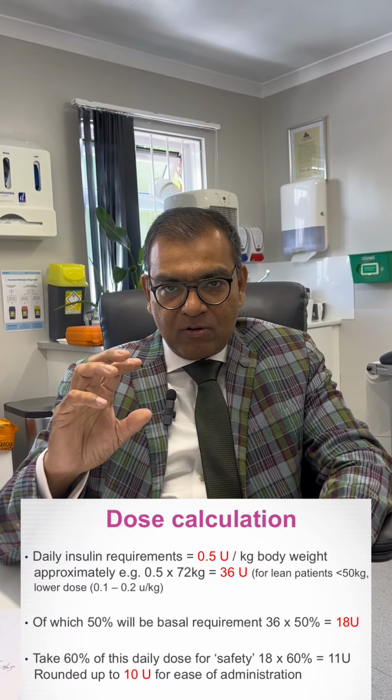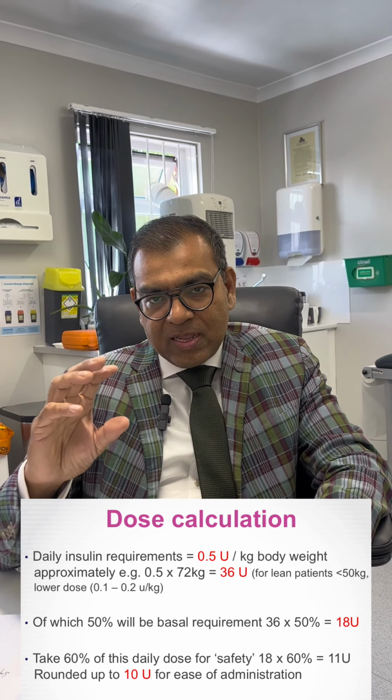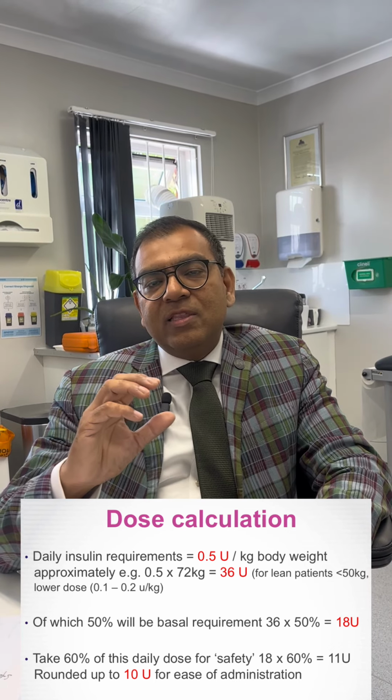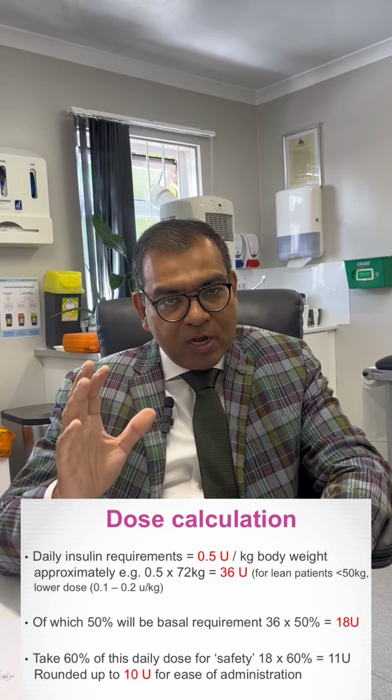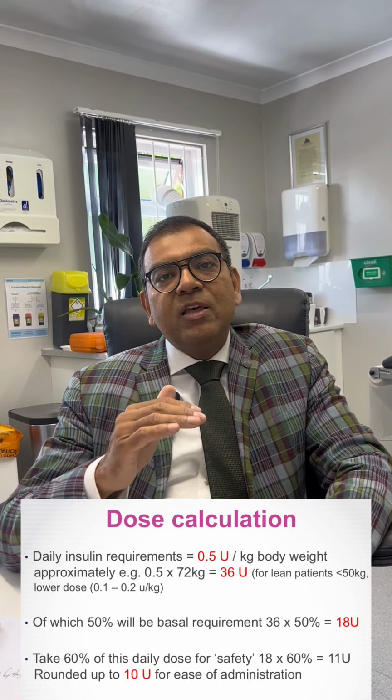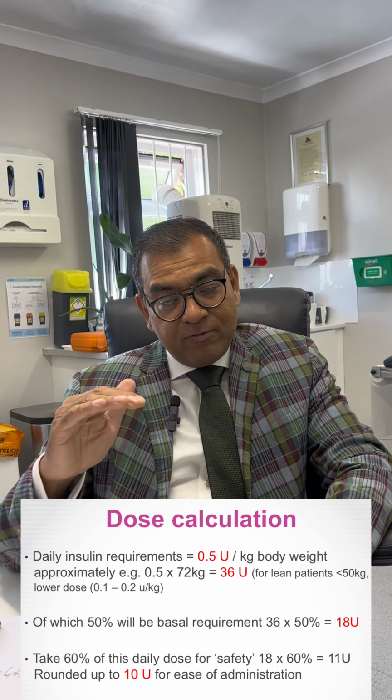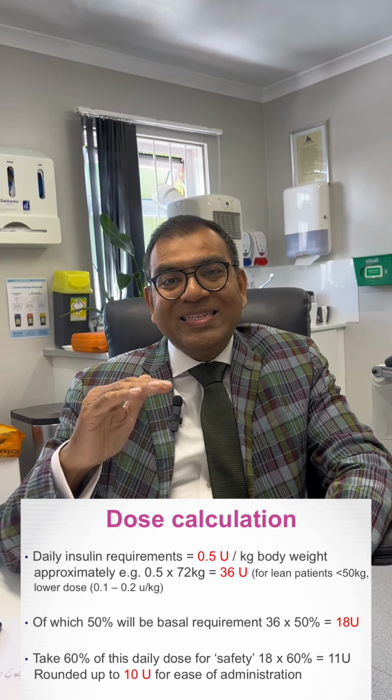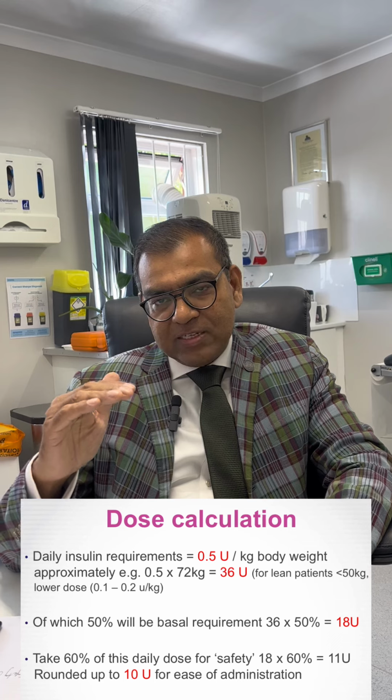Now this is the total 24-hour body's requirement of all insulin. So remember that this is inclusive of the basal insulin and the prandial insulin. So normally 50% of the insulin is the basal and 50% is the prandial insulin. So if we worked out that it is 36 units of insulin required in 24 hours, if you want to do basal, which will be 50%, that comes out to 18. So half of 36 is 18.